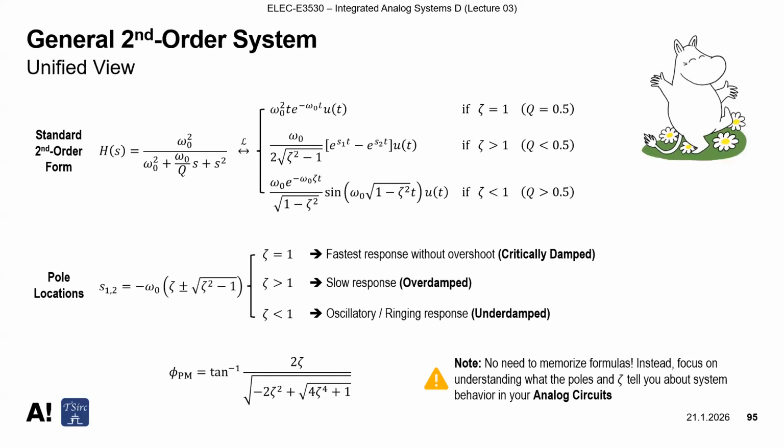For the critically damped case, it is the fastest response without overshoot. Overshoot comes from our sine term here. So it means without overshoot. If we take the overdamped condition, zeta larger than 1, it goes slower, so its settling time becomes slower. And if we take the underdamped condition, zeta less than 1, it goes to an oscillatory response because of this sine term.